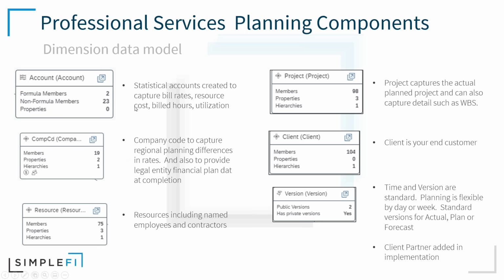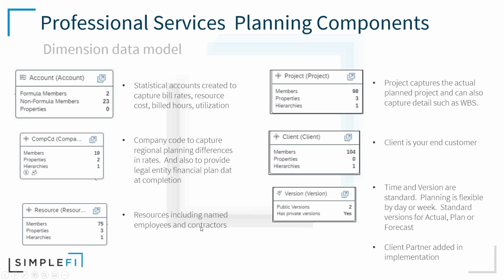So we have a standard model for this planning, which includes statistical accounts to capture bill rates, resource costs, billable hours, utilization hours, and capture company code or region, so differences in rates and standard costs by region.